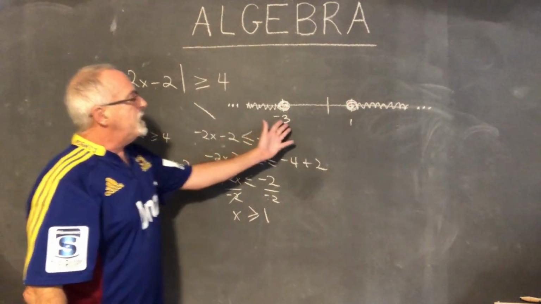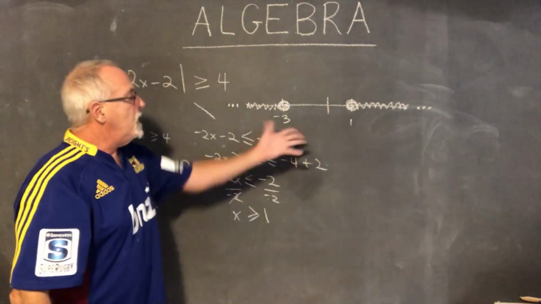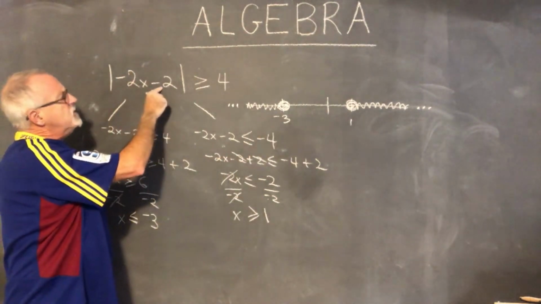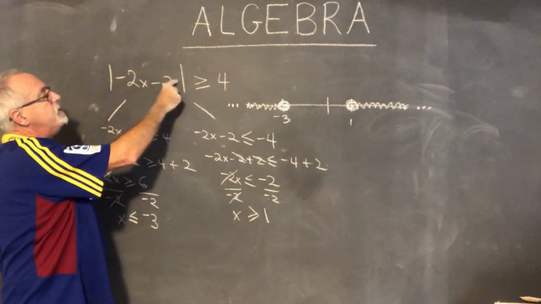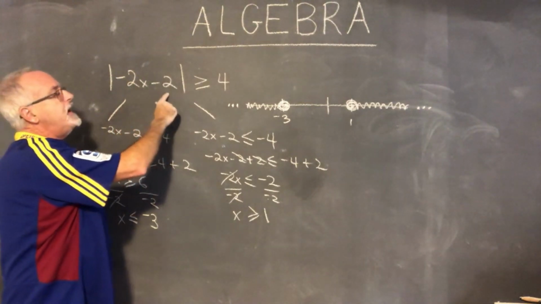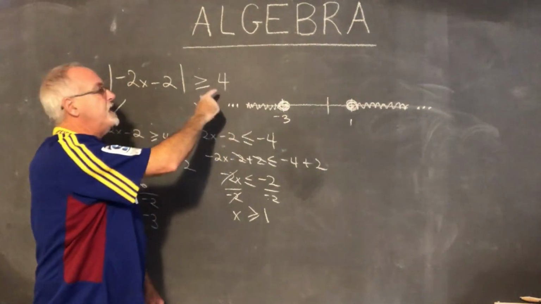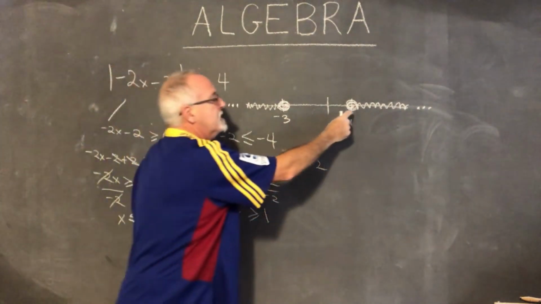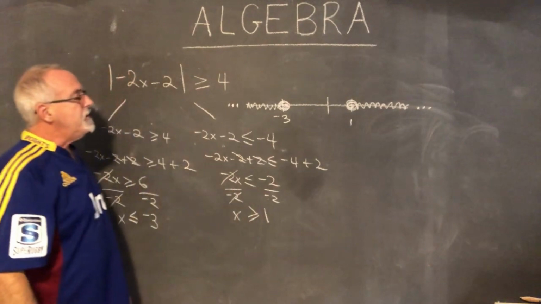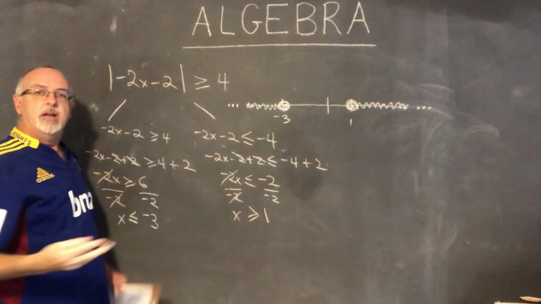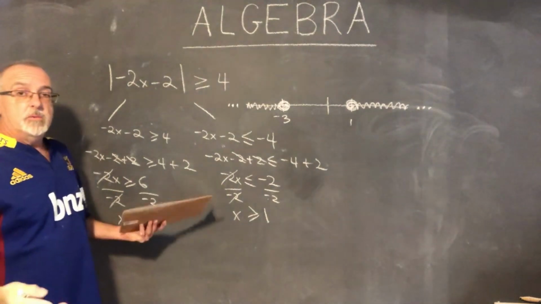I can even try one of the numbers I have the circles on. 1. Negative 2 times 1 is negative 2. Negative 2 minus 2 is negative 4. The absolute value of negative 4 is positive 4. And yes, positive 4 is greater than or equal to positive 4. The or equal to makes this one work. That wouldn't have worked if we didn't have the or equal to. That's cool. But that's also a review.